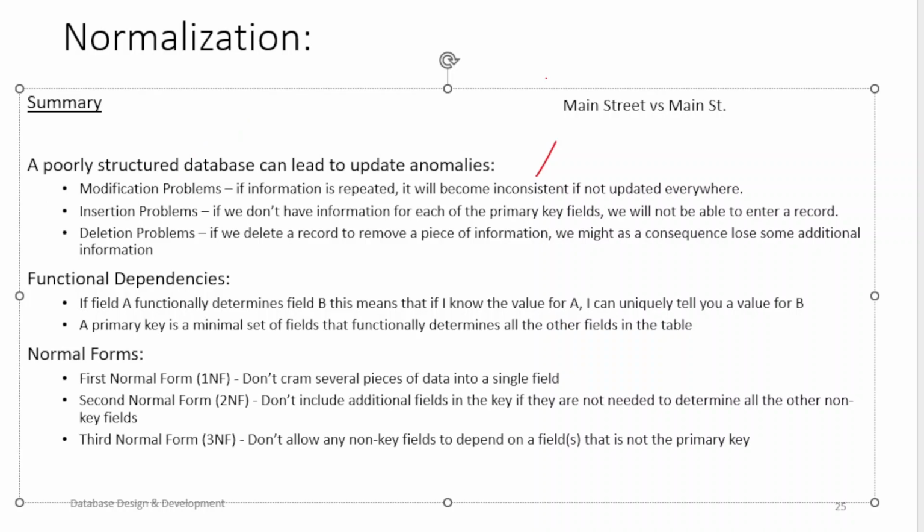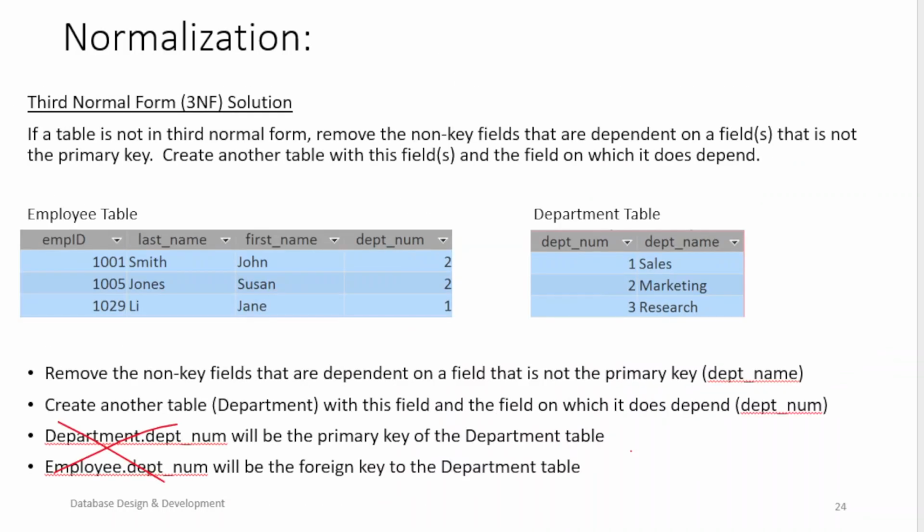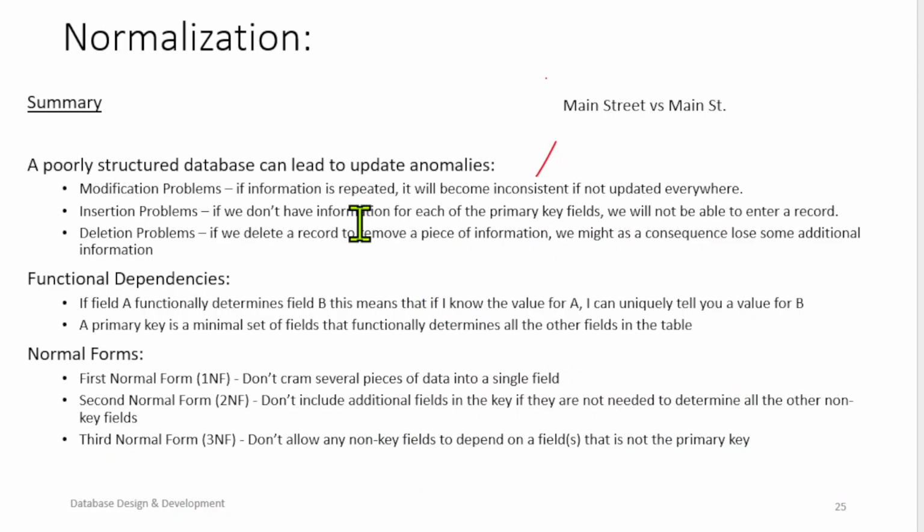But when we break stuff up into proper tables that are not reliant on the other ones, then we can delete stuff without having to worry about blowing stuff up like that. We worry about functional dependencies. If field A functionally determines field B, this means if we know the value for A, I can uniquely tell you the value for B. If you give me your G number and I look it up, I can tell you your name. That's your functional ID. A primary key is a minimal set of fields that functionally determines the other fields.